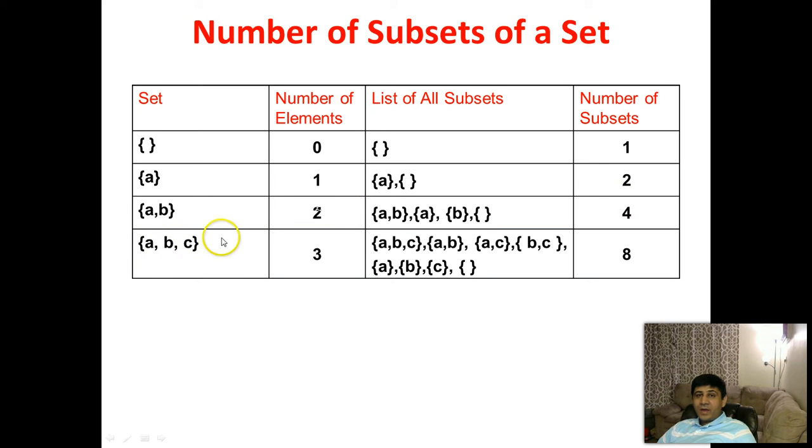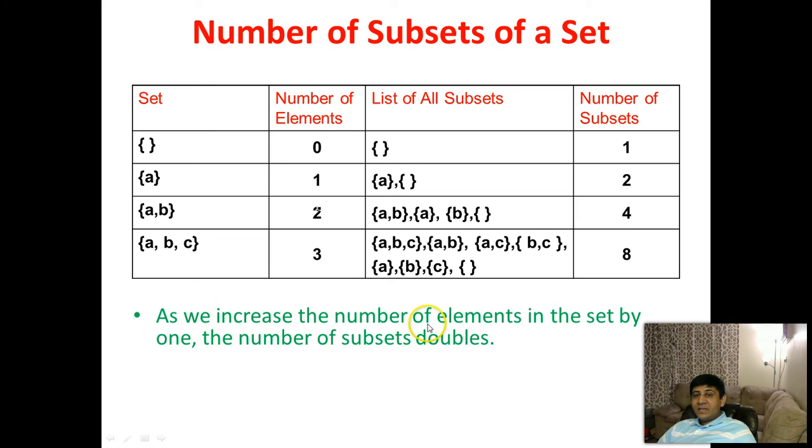Now let's increase one more element. Now how many do we have? We have ABC, AB, AC, BC, A, B, C, and the empty set. So how many did we get? 8. If you see the trend, what is happening here? As we increase the number of elements in the set by 1, the number of subsets doubles. You see that? It went from 1 to 2. When we went from one element to two elements, the number of subsets went from 2 to 4. When we go from 2 elements to 3, the number of subsets goes from 4 to 8.